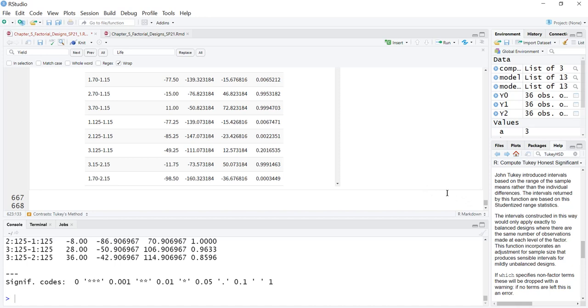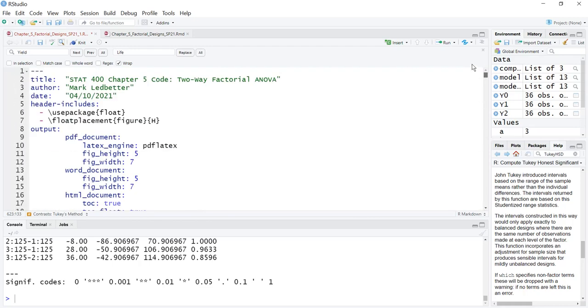Now I want to spend a little bit of time talking about how to knit this. I know that some students are having trouble knitting, so you don't have to save. When you knit, it will save it for you. Okay, so what we do is we knit to PDF.